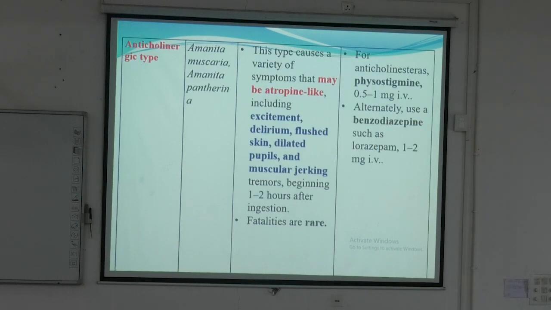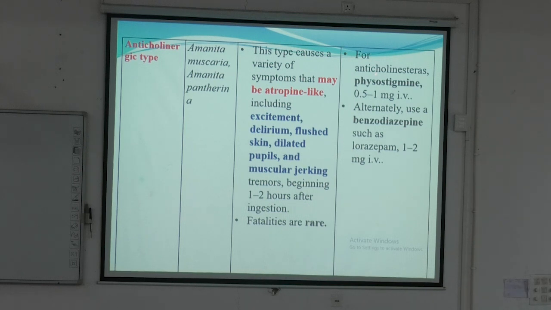Next is the anticholinergic type. Here it is done by Amanita muscaria and Amanita pantherina. This type causes a variety of symptoms that may be atropine-like. That is, this is the opposite of the muscarinic type. That is the anticholinergic type of poisoning. So here excitement, delirium, flushed skin, dilated pupils, muscular jerking, tremor, etc. can occur. Here also the fatality is rare.